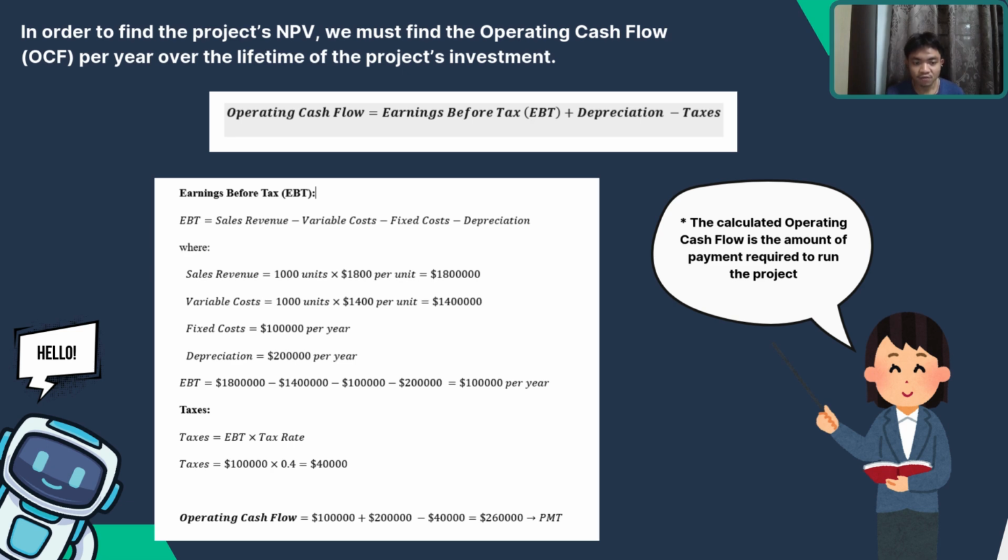The taxes formula is taxes equal to EBT multiplied by tax rate. So when we compute the information from the question, taxes equal 100,000 multiplied by 0.4, which is 40%. Then we get taxes of 40,000. So the operating cash flow is equal to 100,000 plus 200,000 minus 40,000, which equals 260,000, which is the amount of payment required to run the project.